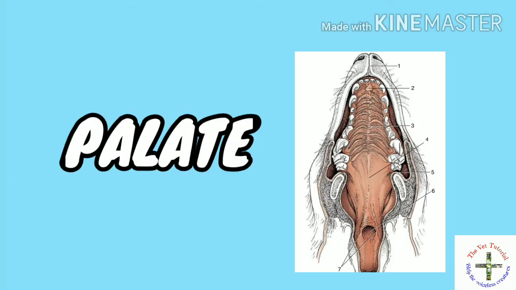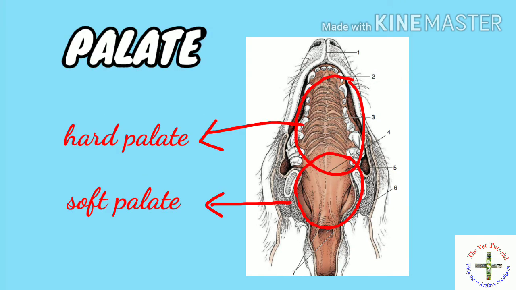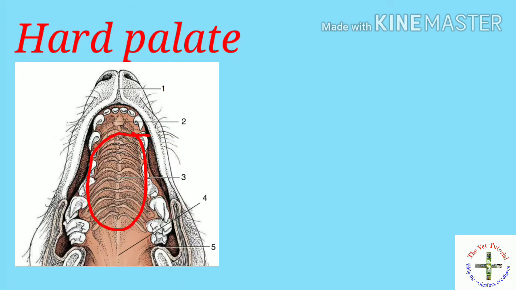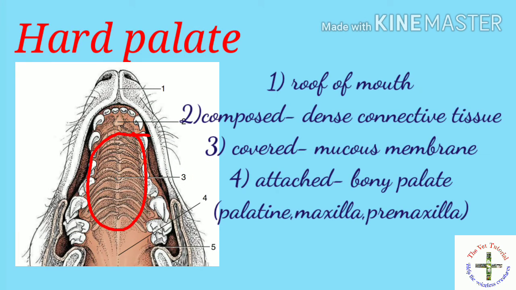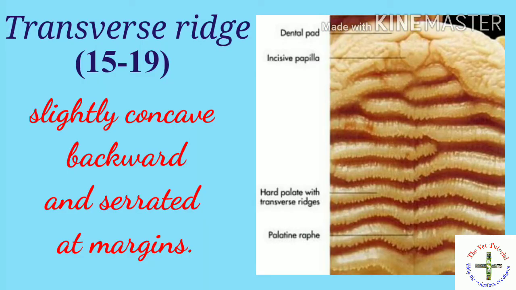Then let's study about palate. Palate is divided into hard palate and soft palate. Then let's study about hard palate. Hard palate forms the roof of the mouth and is composed of dense connective tissue. It is also covered by mucous membrane and it is attached with bony palate which is formed from palatine maxilla and premaxilla. On the surface of hard palate, there are many transverse ridges, that is 15 to 19 in number. It is slightly concave backward and serrated at the margins. And serrated means zigzag appearance.